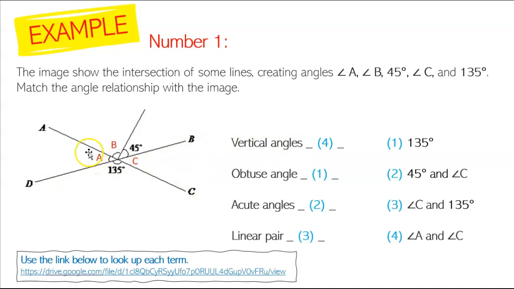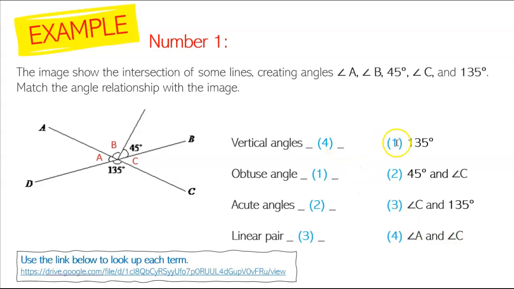Which ones are vertical angles? A and C are across from each other. These are vertical angles, A and C. This one is this acute angle and this acute angle, and they are congruent. So you can see right here, A and C is one of your answers, and it goes here.